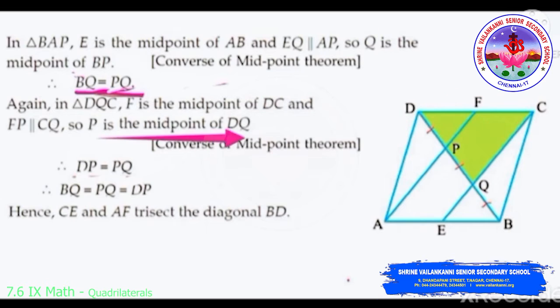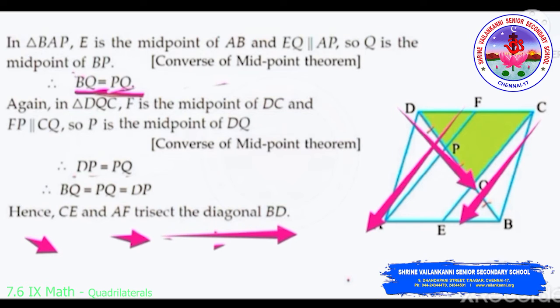So I got P is the midpoint of DQ, which implies DP is equal to PQ. In the previous step, I got BQ is equal to QP. Now I got DP is equal to PQ. We get BQ is equal to PQ is equal to DP. The lengths of DP, PQ, QB are equal to each other. Hence, CE line and AF line trisect the diagonal BD.